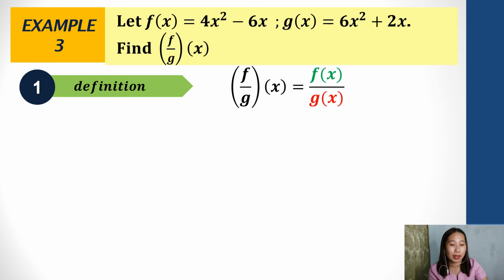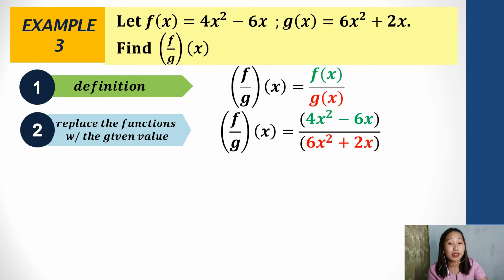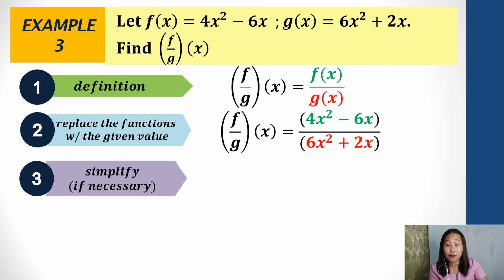So, naka-color coding pa rin yan. Next step is to replace the functions with a given value. Okay, ang ating f of x natin dito ay naging 4x squared minus 6x since ito yung given natin na f of x. At ang ating g of x ay naging 6x squared plus 2x since ito rin yung given. Next step is to simplify if necessary.